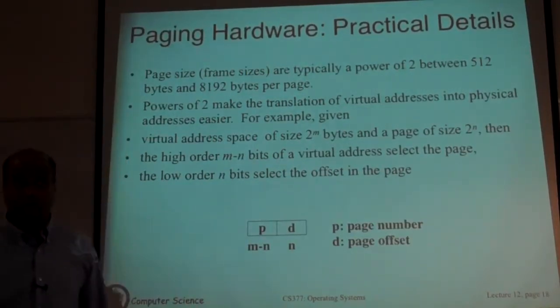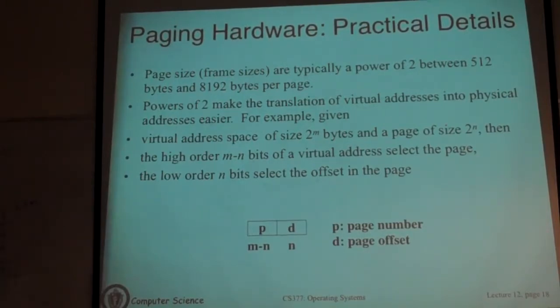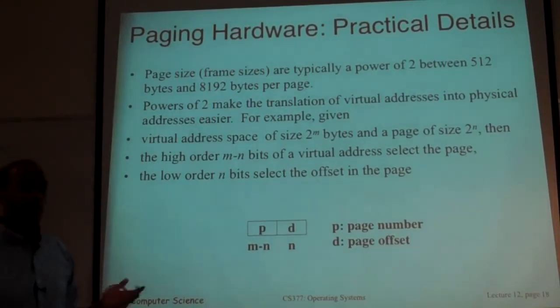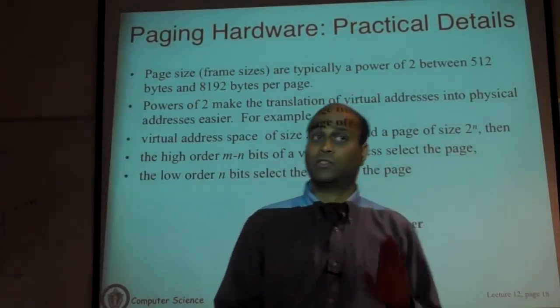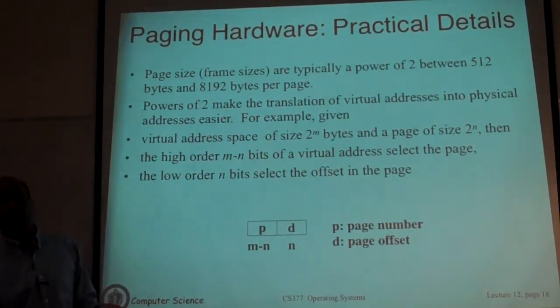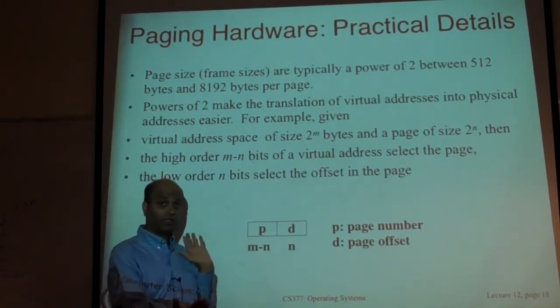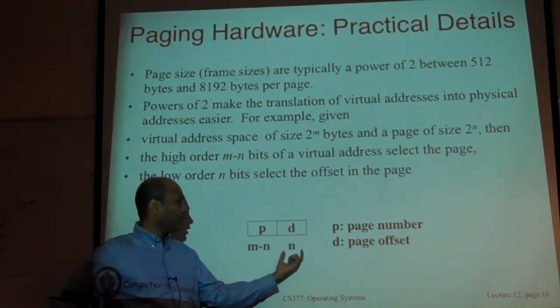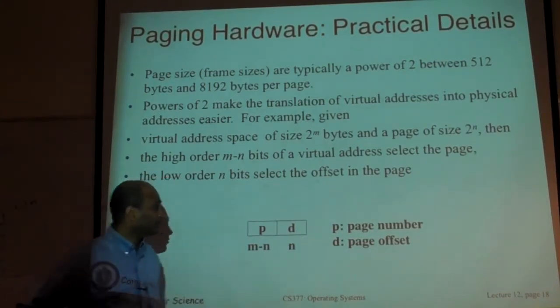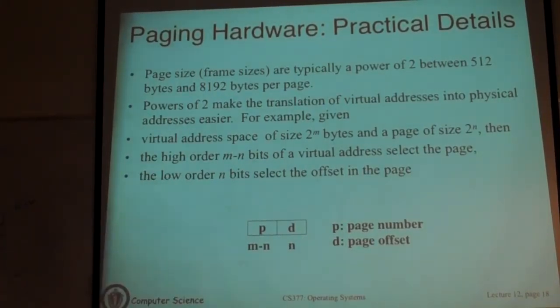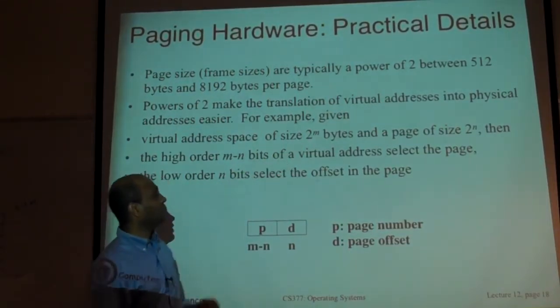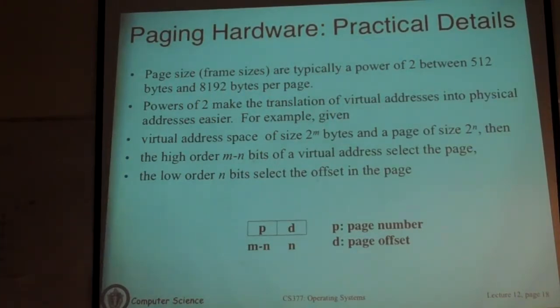And coming back to what I just said, I'm going to reiterate. The page frame sizes are typically a power of 2. Typically you will see 512 bytes to 8K or 9K. 4K is a popular choice on many architectures, but some will pick smaller ones and some will pick a slightly bigger page. And as I said, powers of 2 make it very easy to do the translation. So here you have a logical address in its binary representation. The low order n bits are the page offset, and the high order m minus n bits are the page number. This is when you have a virtual address space of size 2 to the power m and a page size of 2 to the power n.